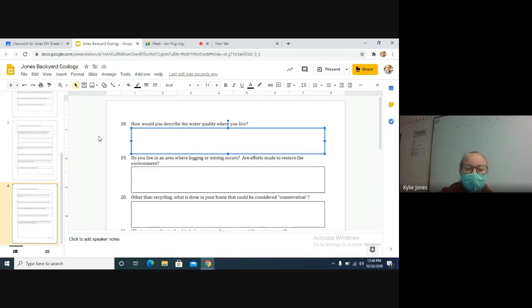Number 18, how would you describe the water quality where we live? So would you want to drink right out of the faucet? Yes or no? And why?